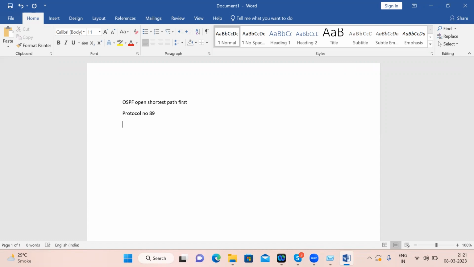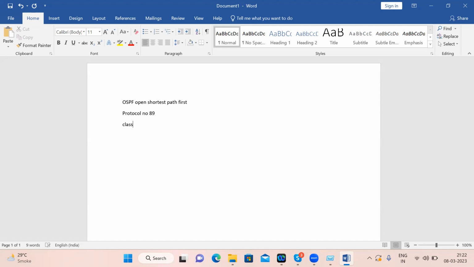What about EIGRP? 88. What about RIP? 520. Version 1 and version 2 both use 520 under the UDP protocol. And RIPng, next generation, which we use for IP version 6, uses protocol number 521.